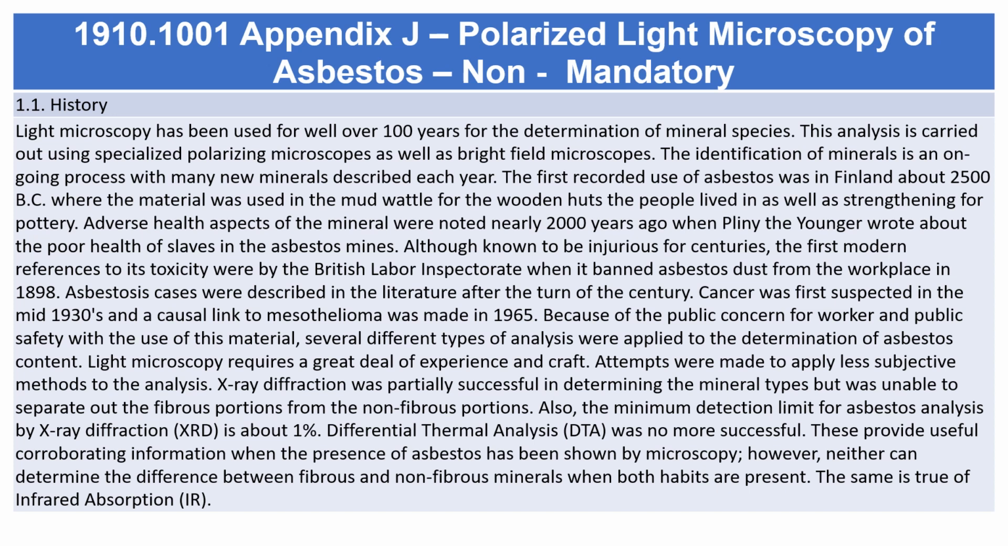X-ray diffraction was partially successful in determining the mineral types but was unable to separate out the fibrous portions from the non-fibrous portions. Also, the minimum detection limit for asbestos analysis by X-ray diffraction, XRD, is about 1%. Differential thermal analysis, DTA, was no more successful. These provide useful corroborating information when the presence of asbestos has been shown by microscopy. However, neither can determine the difference between fibrous and non-fibrous minerals when both habits are present. The same is true of infrared absorption, IR.